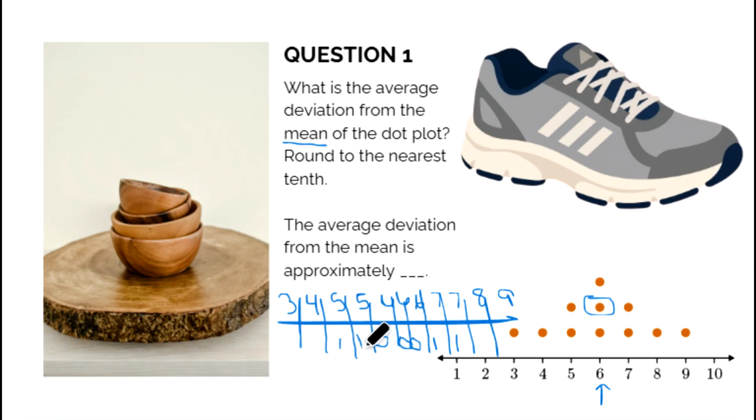5 is 1 step away from 6. 4 is 2 steps away from 6. 8 is 2 steps away. 9 is 3 steps away, and 3 is 3 steps away. Now we need to find the average deviation.